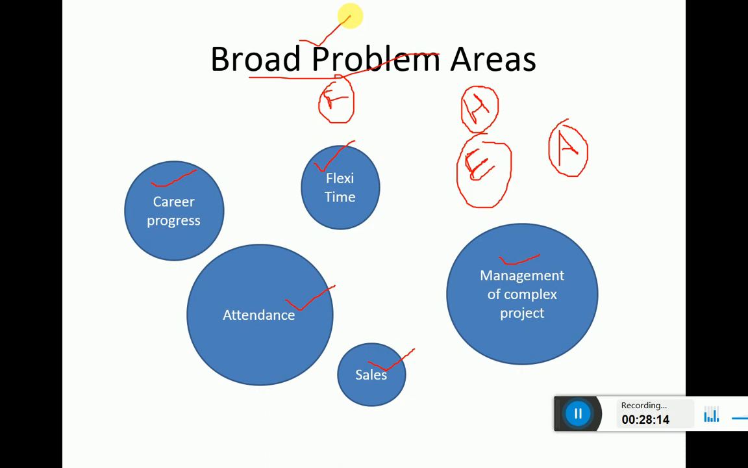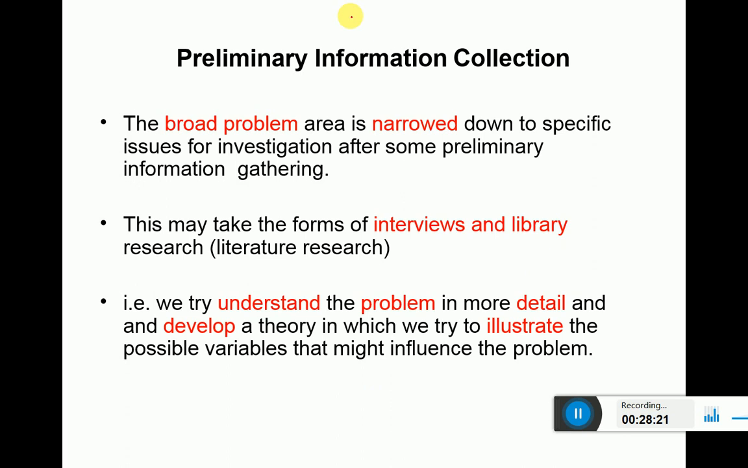Once the broad problem area is identified by the researcher, the next step is to specify the area of your research. Being a researcher, we need some more detailed information about that. The step where the researcher digs out more detailed information is known as preliminary information collection. Preliminary means initial. It can be through an interview or a literature review, but the step where further information gathering begins is known as the preliminary information collection step.